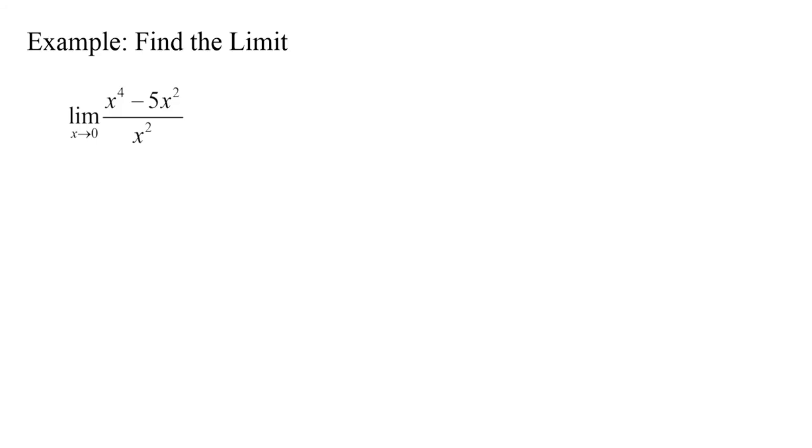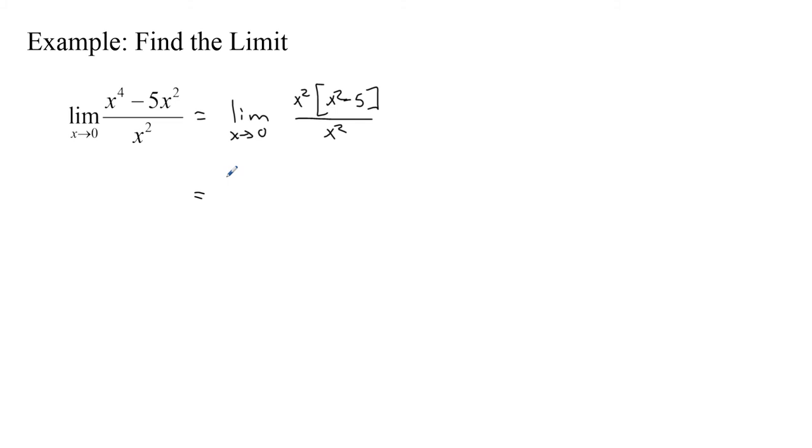So what we're doing here with the dividing out technique is I see that each of these terms has a factor of x squared. So I'm going to take the limit as x goes to 0. I want to factor out an x squared. So an x squared times, it'll be x squared minus 5 over x squared. All right. And now my x squareds cancel.